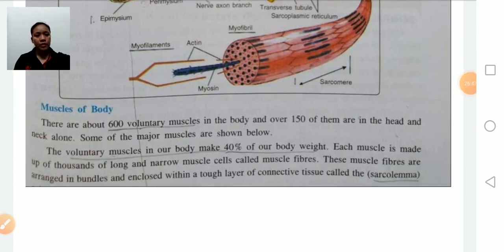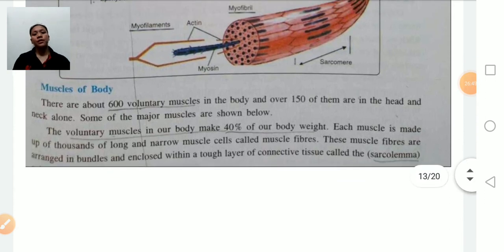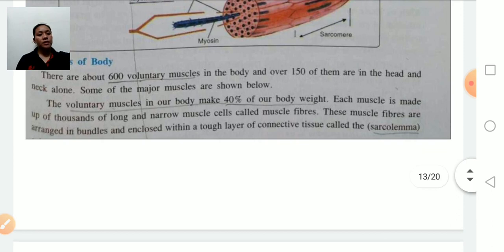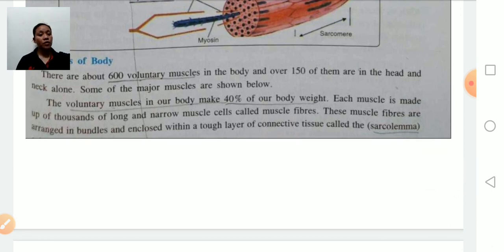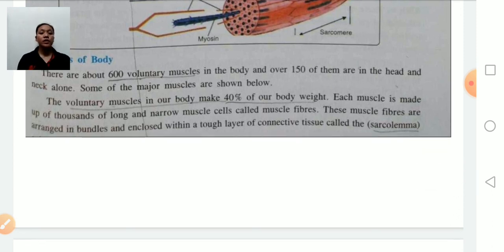Muscles of the body. In our body, there are about 600 voluntary muscles, and over 150 of them are in the head and neck alone. Some of the major muscles are shown below. 40% of our body weight is voluntary muscle.